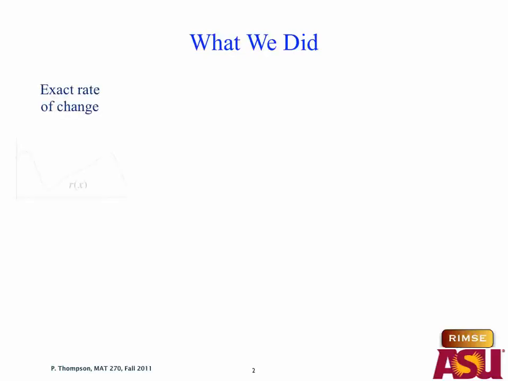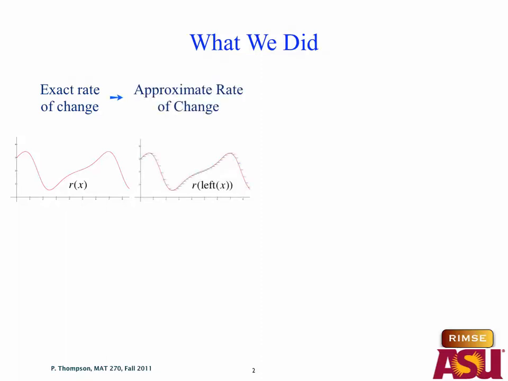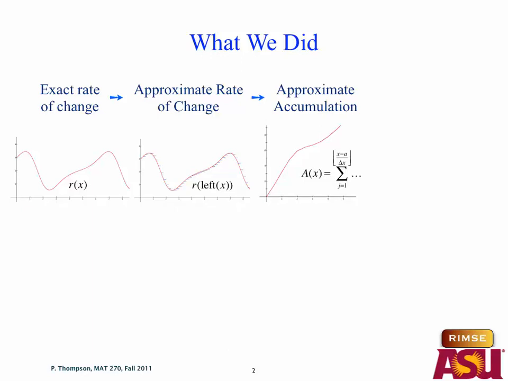Okay, so where we've been, what we did: exact rate of change we started with, is that right? And from that we created an approximate rate of change using r of left of x or r of right of x. It's a step function that tried to pretend to be that rate of change function. And then from that we built up an approximate accumulation function. That was our piecewise linear function based on those constant rates.